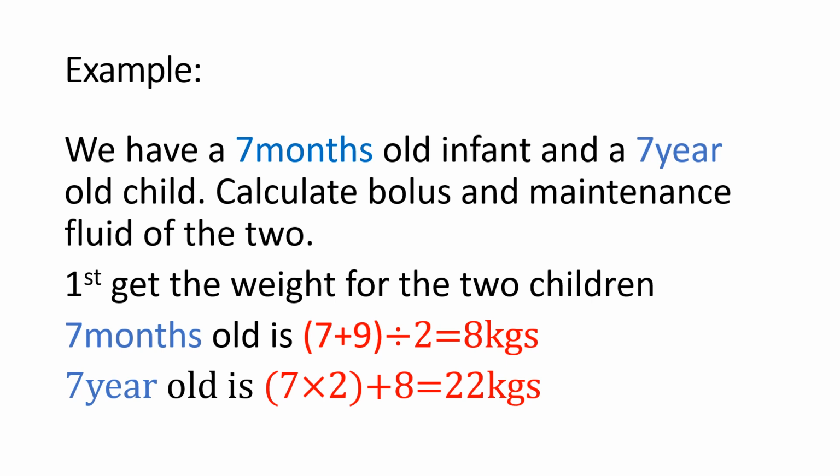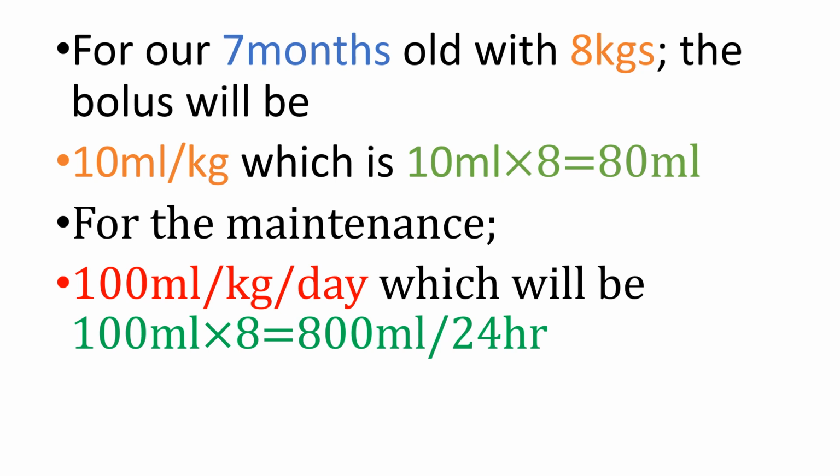We have several examples here. We have a 7-month-old infant and a 7-year-old child. We need to calculate their bolus and the maintenance fluid. So the first thing you do, you get the weight of the two children. The 7-month-old, which is 7 plus 9 divided by 2, you get 8 kgs. And our 7-year-old, 7 times 2 plus 8, you get 22 kgs.